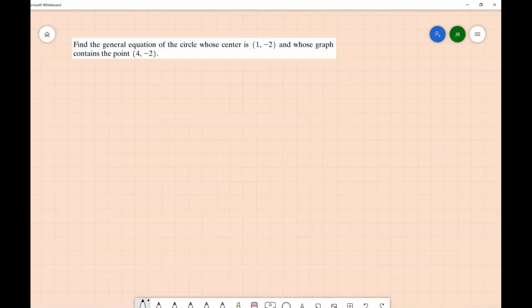Alright, this is the last example. It's a pretty involved example. This time it wants us to find the general equation. That's the x squared plus y squared plus ax plus by plus c equals 0. Whose center is 1, negative 2. So it gives us the center. And whose graph contains the point 4, negative 2.